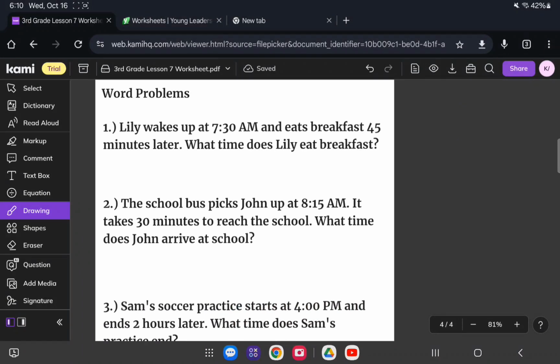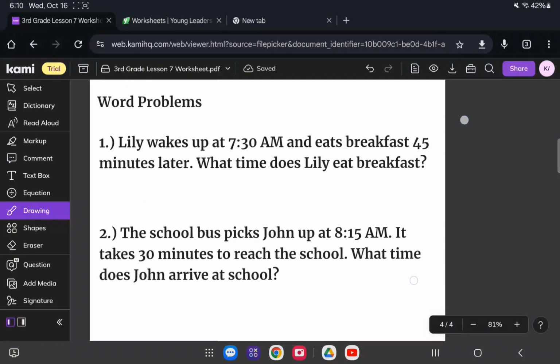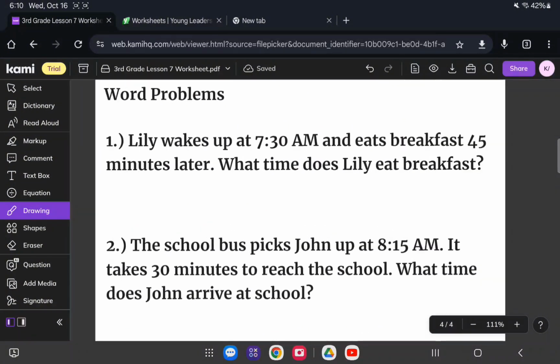Word problems. Lily wakes up at 7:30 a.m. and eats breakfast 45 minutes later. What time does Lily eat breakfast? Okay, so we have 7:30 a.m. and she eats 45 minutes later. However, we know that minutes only go to 60. So then when we add 30 plus 40, that goes to 70. So what I like to do is change the hour to 8.